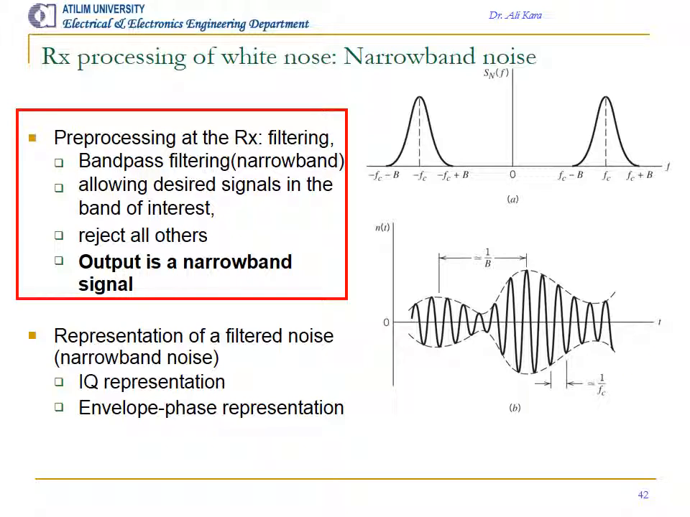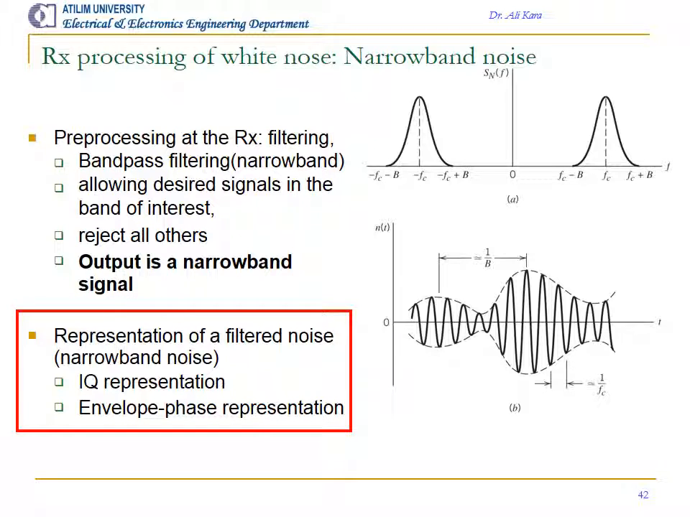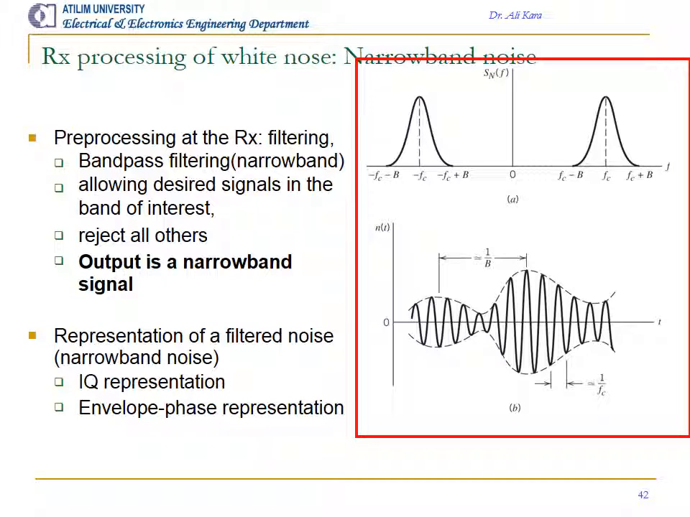Steps of processing of white noise are as follows: pre-processing at the receiver, which is called filtering. 1. Bandpass filtering, making the spectra narrow band. 2. Allowing desired signals in the band of interest. 3. Reject all others. 4. Output is narrow band signal. Representation of a filtered noise can be achieved by IQ representation or envelope phase representation. Sn of f is the power spectral density of narrow band noise. N of t is the sample function of narrow band noise.